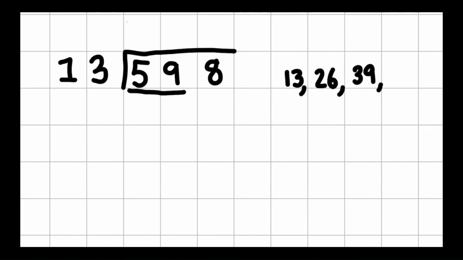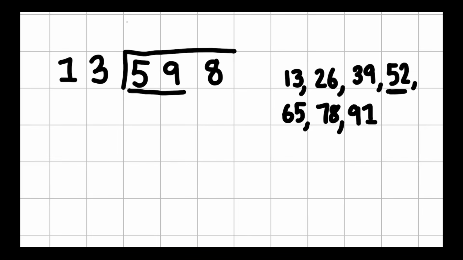How many lots of 13 tens would fit into 59 tens? We can see that 52 tens would fit into 59 tens, and that's 4 lots of 13 tens, which means 40. So we put a 4 in the tens column at the top. Now we need to take away 52 tens from the 59 tens. So we need to do 598 minus 520, and that is equal to 78.